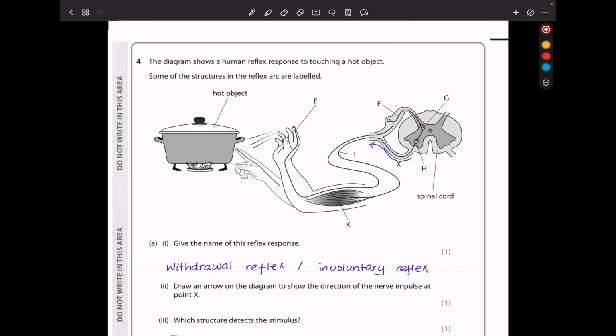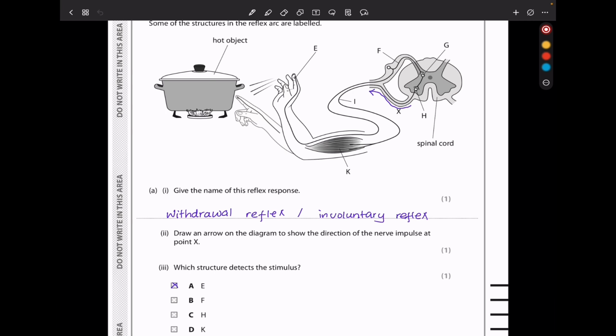In question 4, the diagram shows a human reflex response to touching a hot object. Some of the structures in the reflex arch are labeled. So we have the hot object here, we have the spinal cord and the different structures which are labeled. And they say give the name of this reflex response. The hand is going to be withdrawn immediately, so it's a withdrawal reflex, which is going to be involuntary.